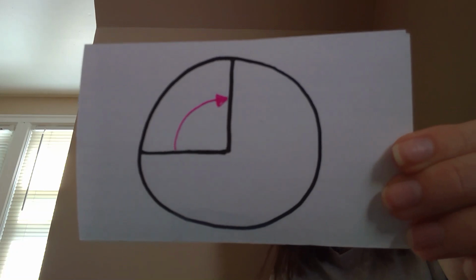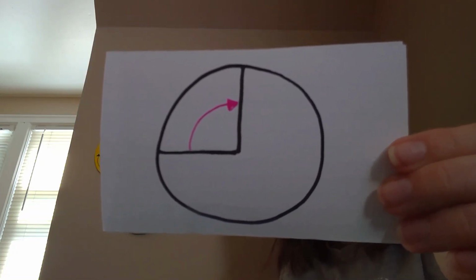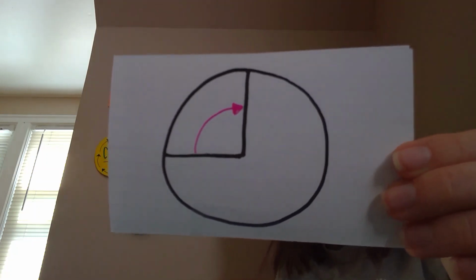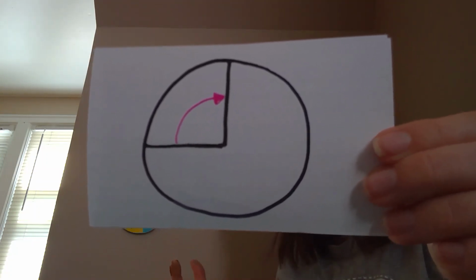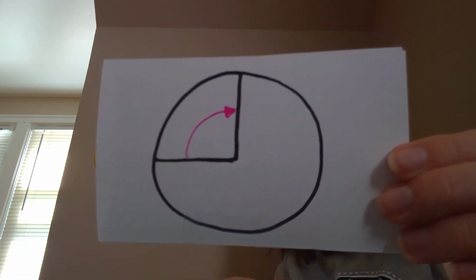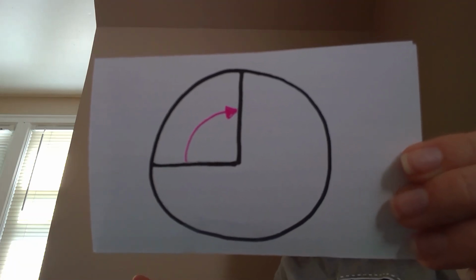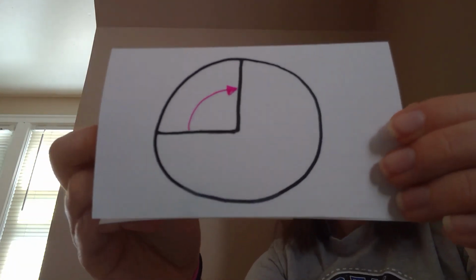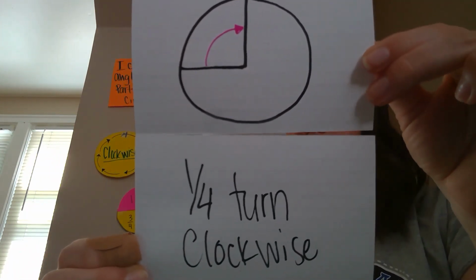If I have this visual, I have to think again, what is my fractional part of that circle, and what direction am I moving within that circle? You might need to reference your notes and think about it. How much of it is that turn? And am I moving in a clockwise or counterclockwise direction? This one is a 1/4 turn in a clockwise direction.